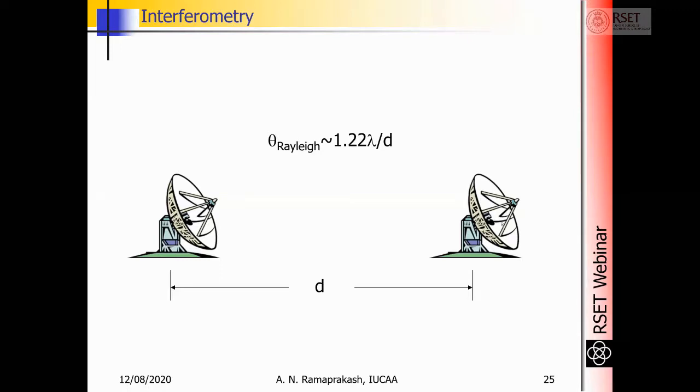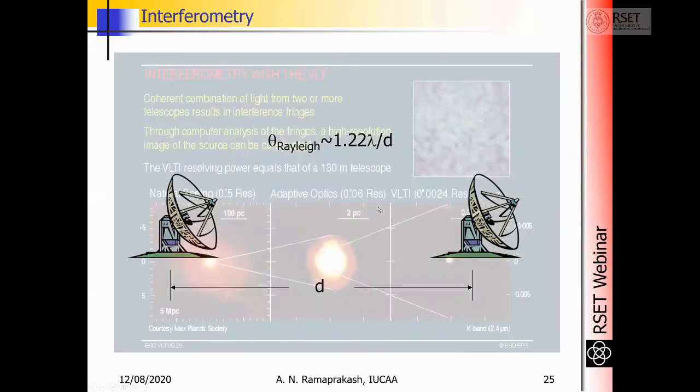So this is another technique called interferometry. And this requires very precise time control because the light arriving here and the light arriving here would be slightly different in time. They need to be brought together and made to combine coherently in a way that this diffraction limited performance is achievable.